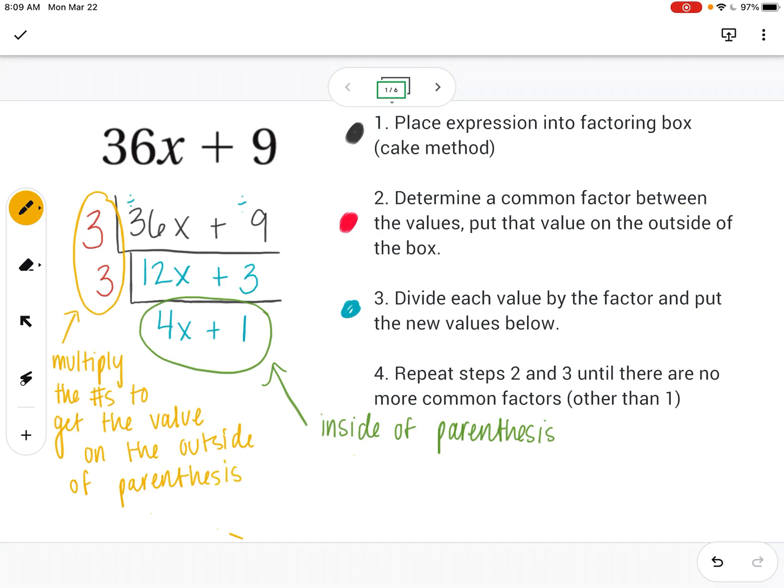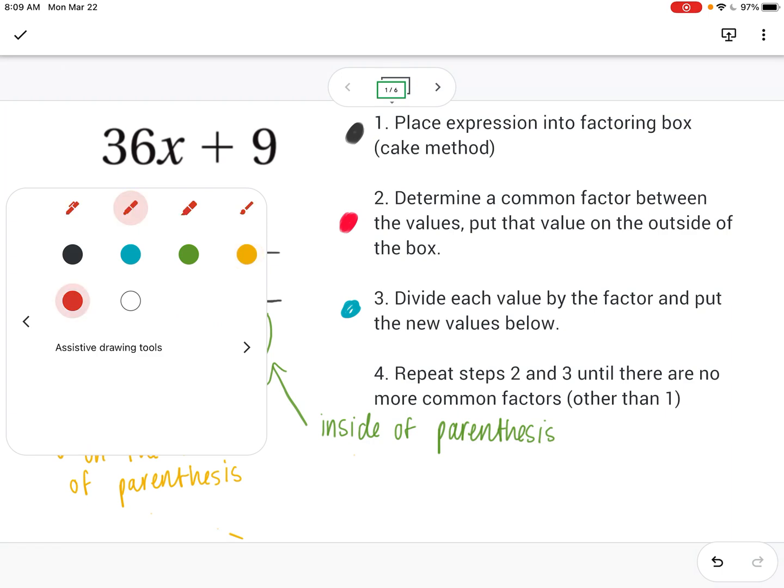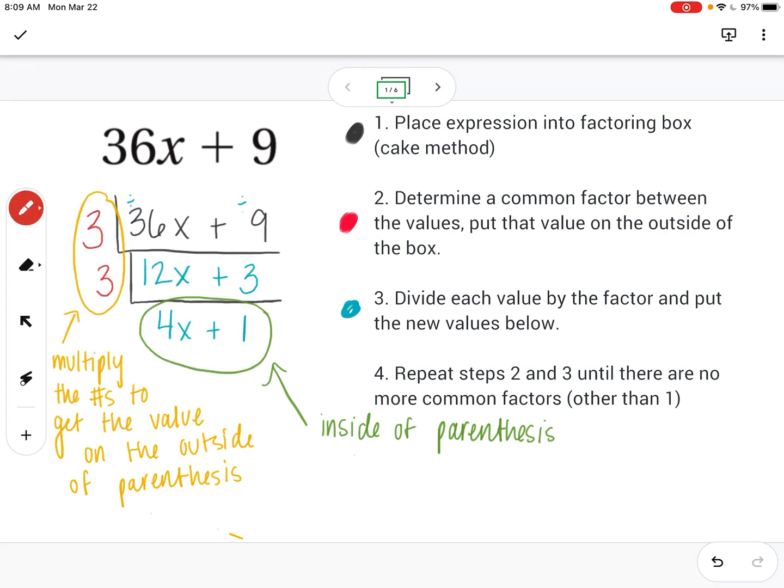All right, so in this case, we have 3 and 3. We would multiply 3 times 3. Of course, that gives us 9. So that would give us 9. And then inside the parentheses, we would just place 4x plus 1.